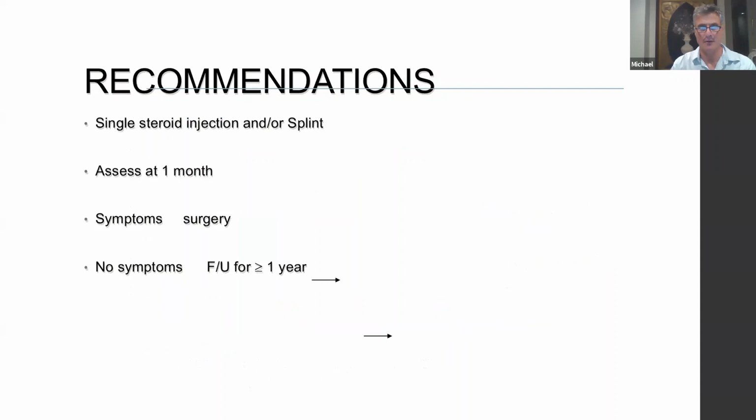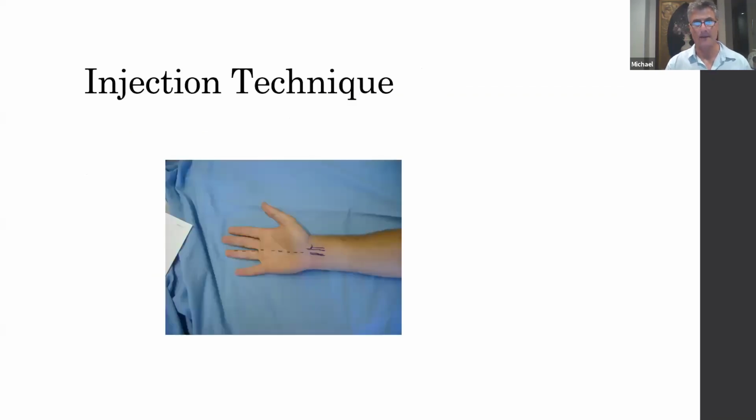So when I took over the hand unit, we used to inject all patients three times, and we realized we were just wasting everybody's time. So now it's one injection, assess at 1 month. If they had a positive response to the injection, in other words the symptoms disappeared, assuming the injection was placed correctly, but the symptoms came back again, then we book them for surgery. If the symptoms disappear forever, that's fantastic. We never see them again. And if they had no response, then they get sent for a nerve conduction study. If you still think there's a chance it's carpal tunnel, you send them for a nerve conduction study.